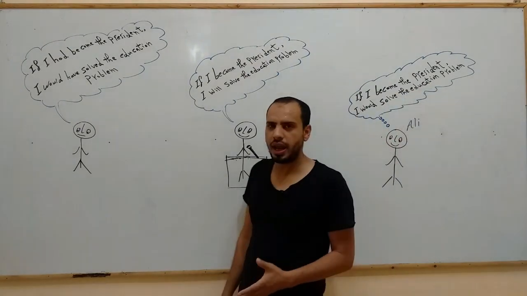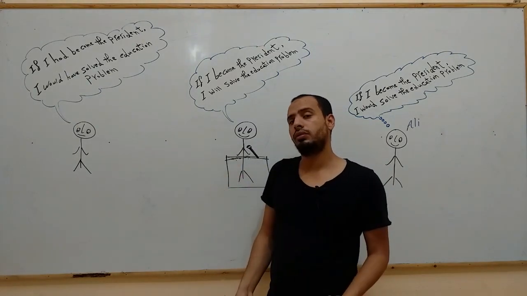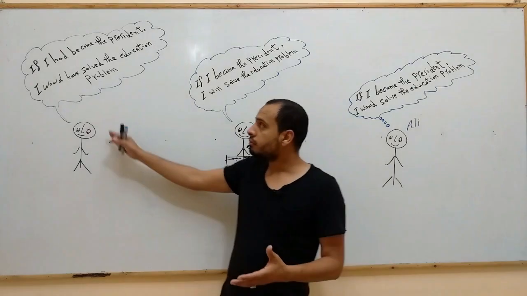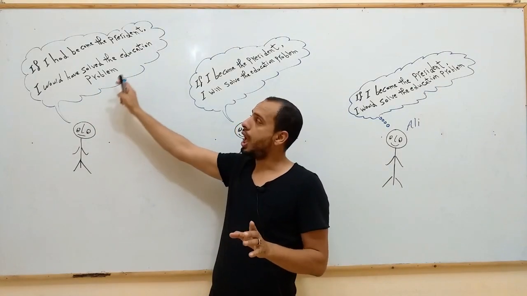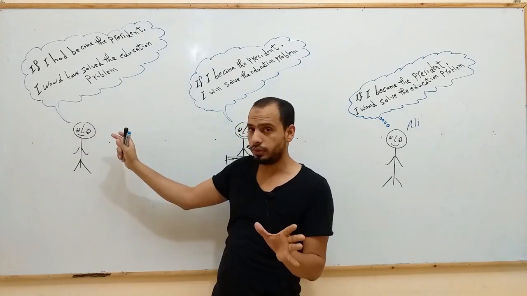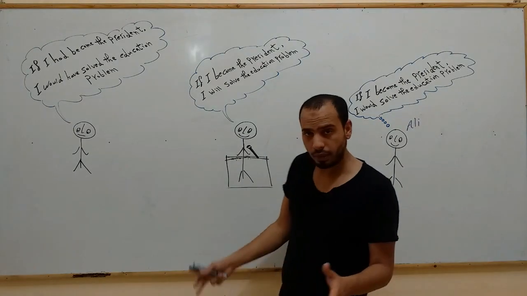He failed the elections. And this time, he started talking again to the audience and said, "If I had become the president, I would have solved the education problem." Well, now the story ends.